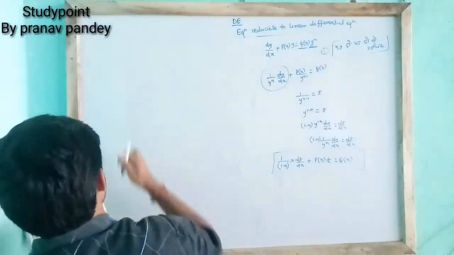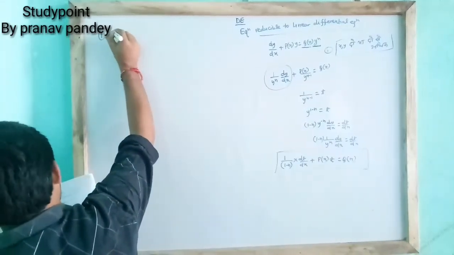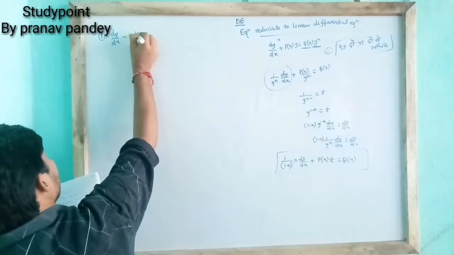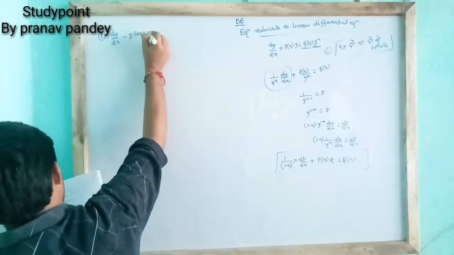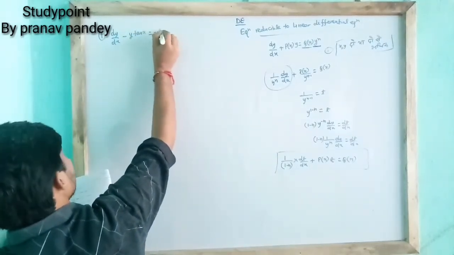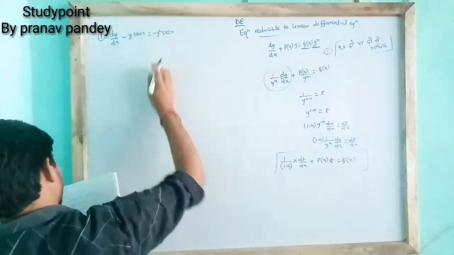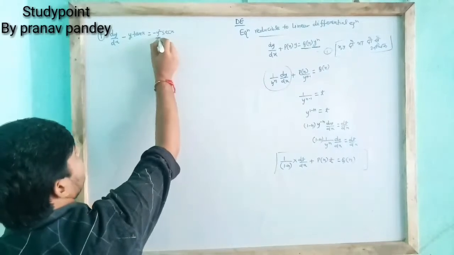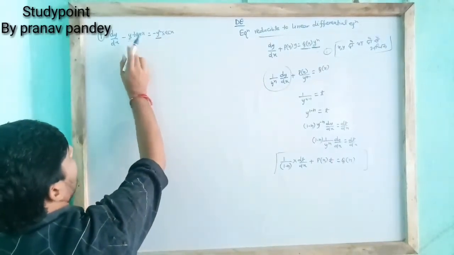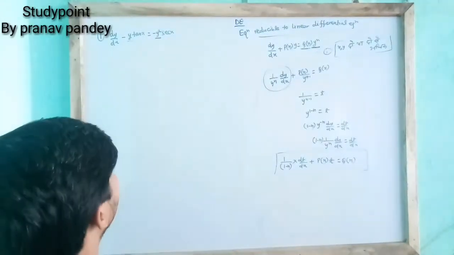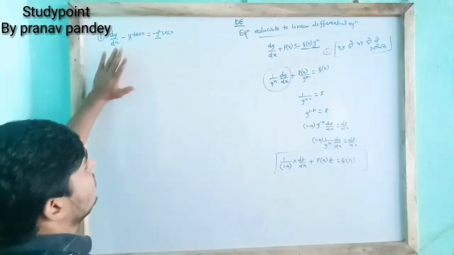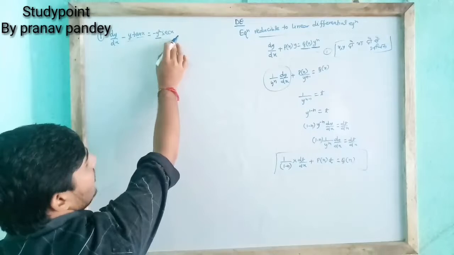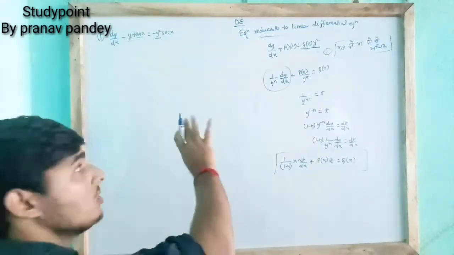I am giving you one example. So it is dy by dx minus y tan x is equal to minus y square sec x. Here the y term is coming 2 times, so we can say that it is a reducible form. X term is also coming, so we can say it is a reducible form.